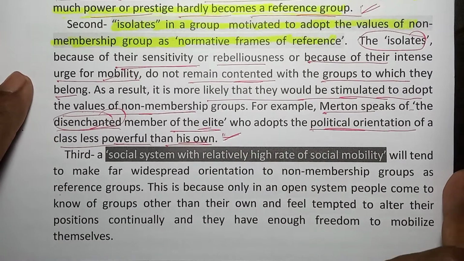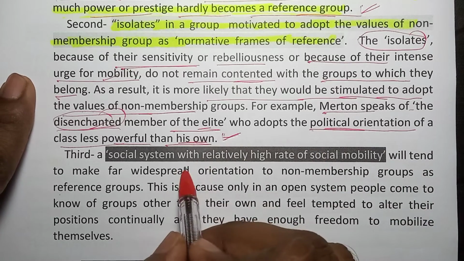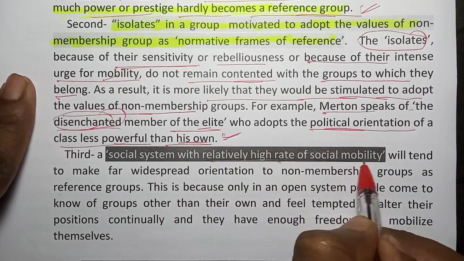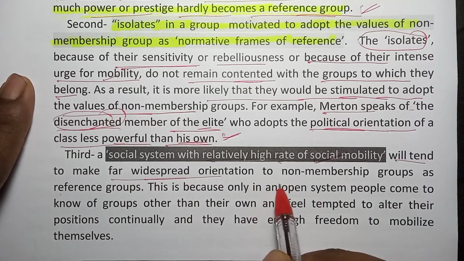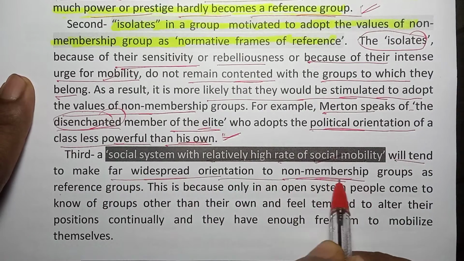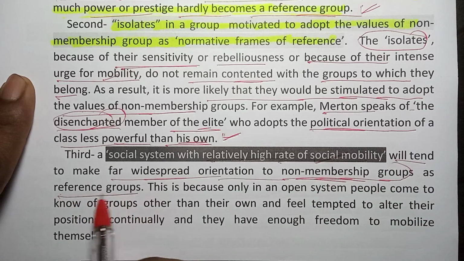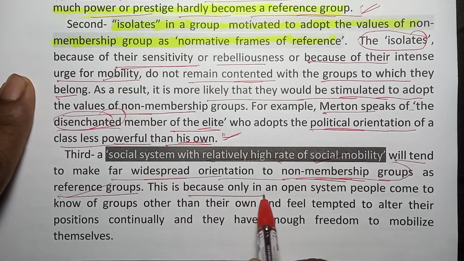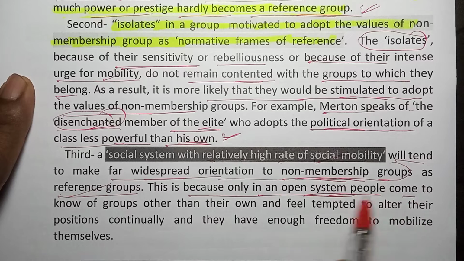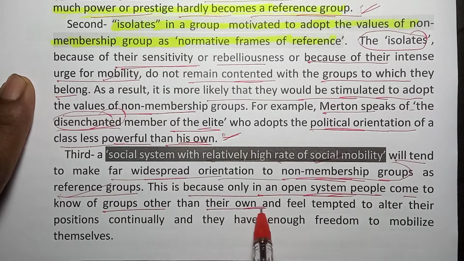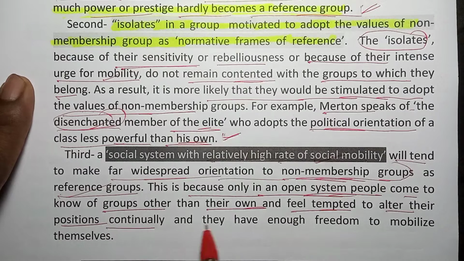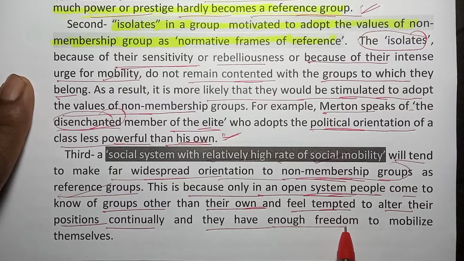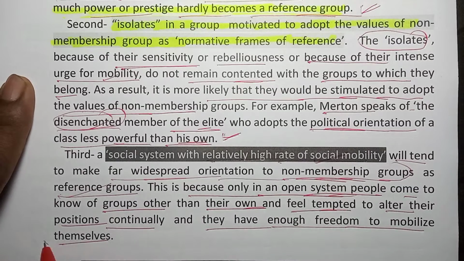Third, a social system with a relatively high rate of social mobility will tend to make widespread orientations to non-membership groups as reference groups. This is because only in an open system do people come to know of groups other than their own and feel tempted to alter their position continually, and they have enough freedom to mobilize themselves.